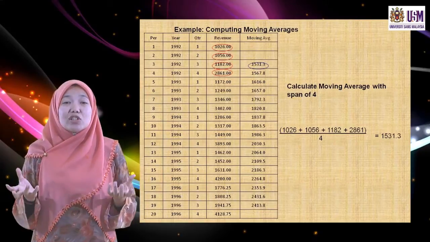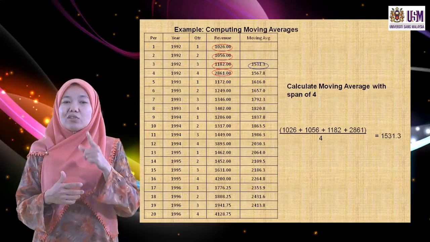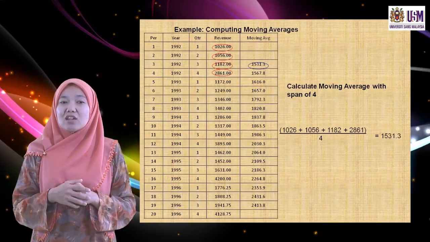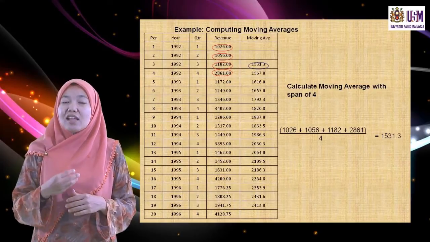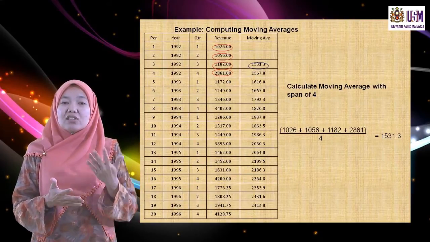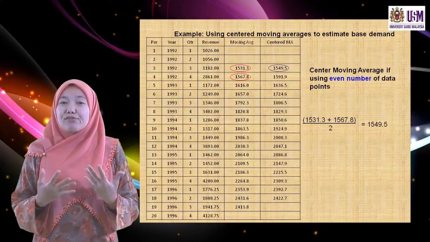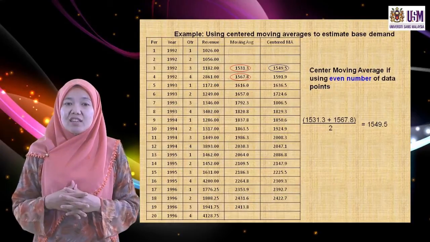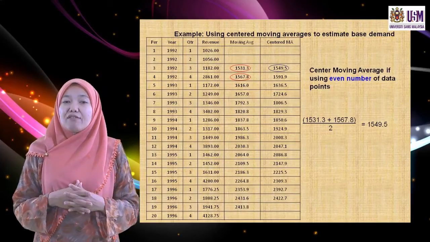Okay, let's continue with the calculation of your moving average. So now you take up the second quarter of 1992, which is 1056, and you continue with the third quarter of 1992. Now you add to that the first quarter of 1993, which is 1172. So you divide by 4, and you should get the next moving average value, 1567.8. And you do the same thing in terms of moving averages for the next 4 quarters, and so forth. Okay, you already calculated the 4 quarter moving averages, but remember your data is an even number of observations, 4 quarters in a year.